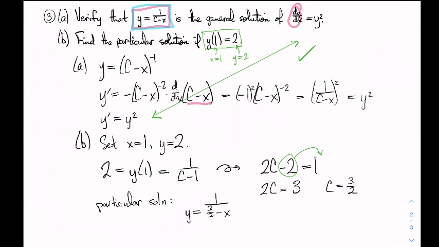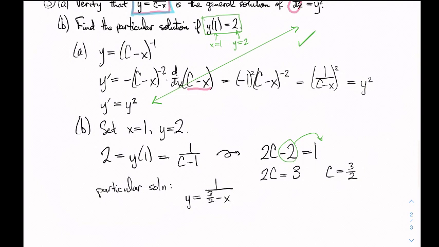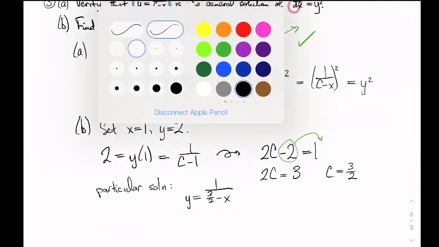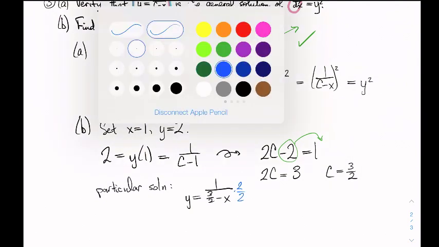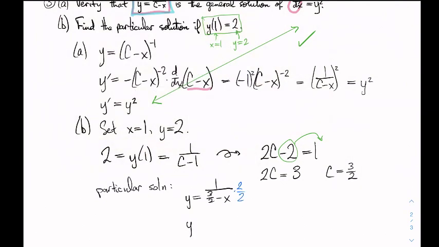And so if you like, maybe this is just a matter of artistic preference, but I kind of like to get rid of the fraction, so I would multiply this by 2 over 2. Like I said, this is totally optional. It would look like 2 over 3 minus 2x, and that's how I would present my solution to this problem.